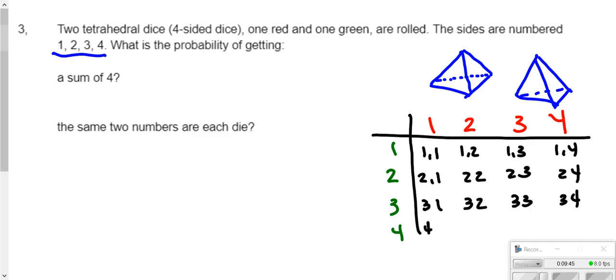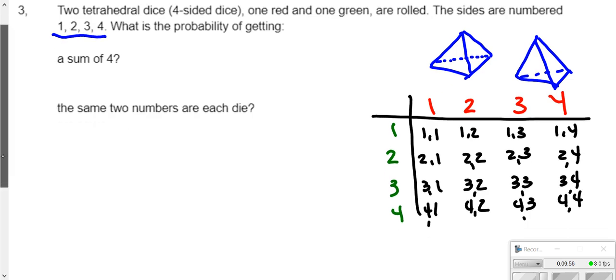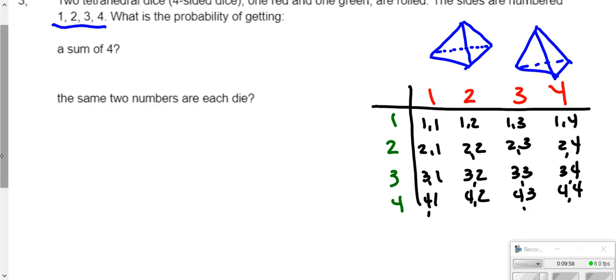I'm getting a little sloppy here and not writing all those commas. I hope that's okay. Tidy it up a bit. Okay, so there's my sample space, right? I'm giving all the different possibilities. So how many possibilities are there?